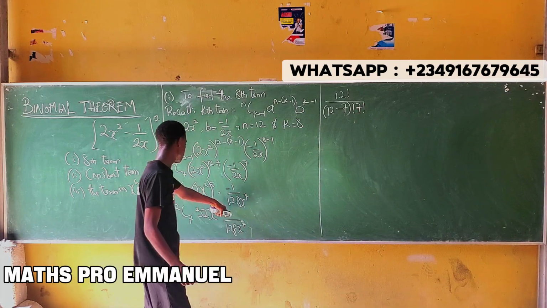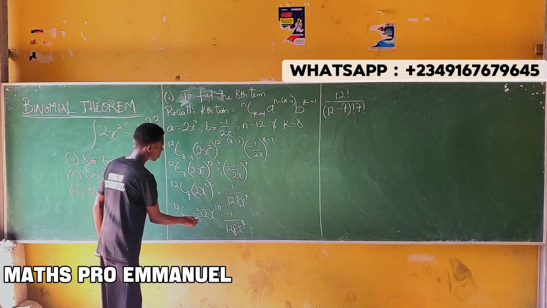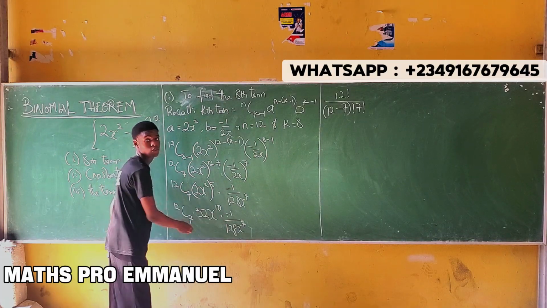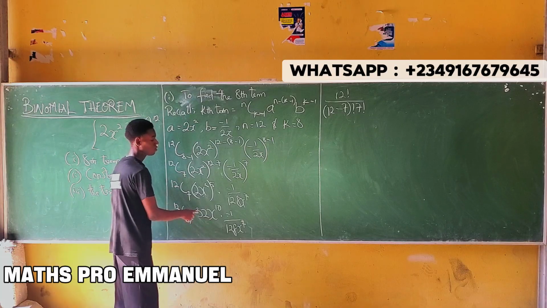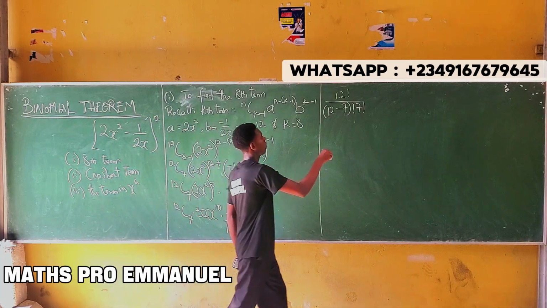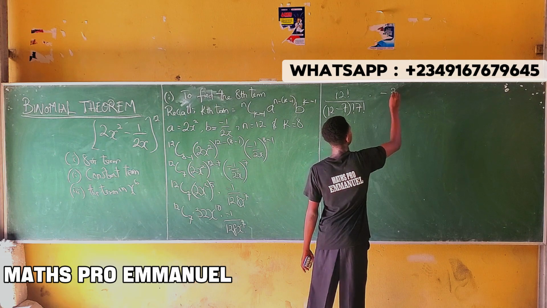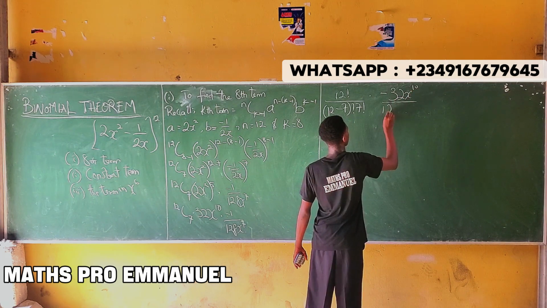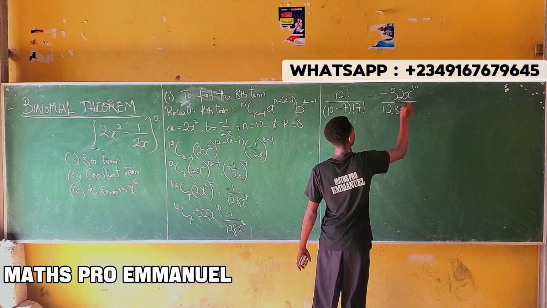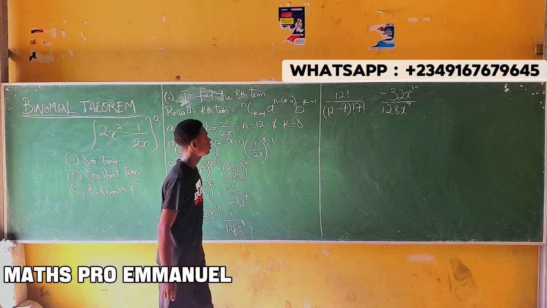So now 32x raised to the power of 10 multiplied by −1. If I multiply it, I'll have −32x raised to the power of 10, this is a multiplication sign, then I'll have −32x raised to the power of 10 all over 128x raised to the power of 7. So that's it. Now let's continue.